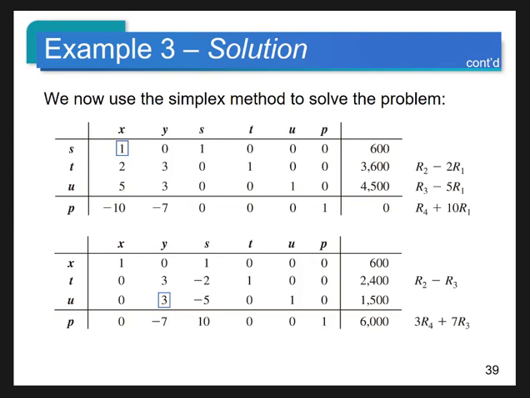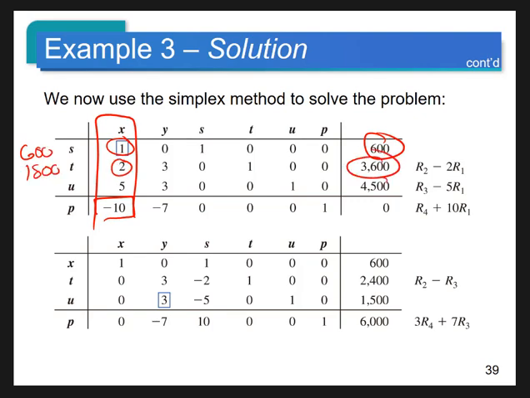Now we need to choose the pivot column. Looking on the bottom, that's the first negative value in that bottom row. So once again, we're going to start with column 1 being our pivot column. The pivot within that column: remember we take this number divided by the number in the column. 600 divided by 1 is 600. 3,600 divided by 2 is 1,800. 4,500 divided by 5 is 900. The smallest one there is 600, so that's why we choose the 1 as our pivot.